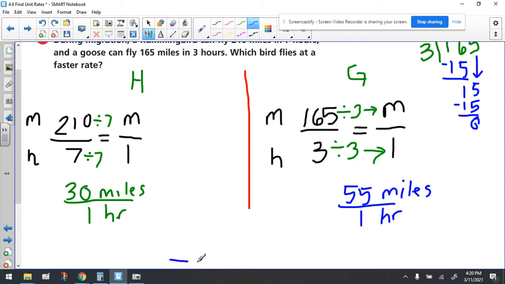So if there was that one answer space where you had to put the name of a bird, you would put the goose. And then if you needed to explain, if it said something like explain your answer, you might say because the goose is flying at 55 miles per hour, which is greater than 30 miles per hour.